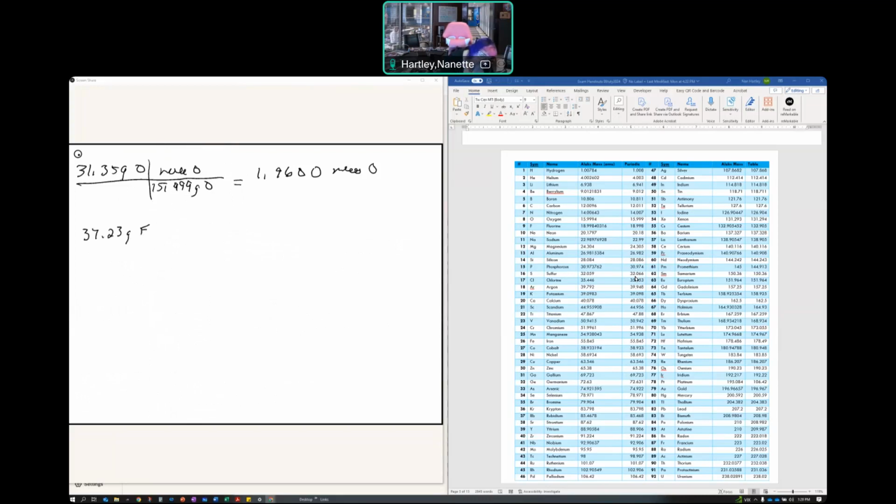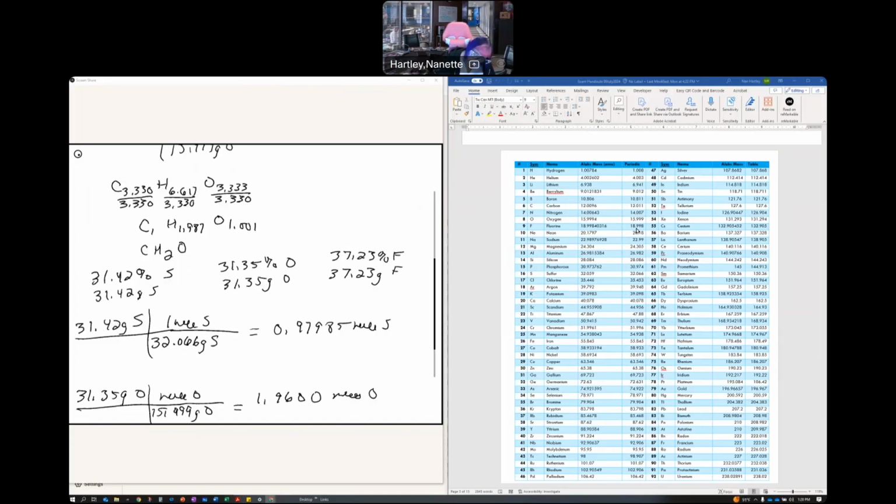And then we're assuming we have 37.23 grams of fluorine. Fluorine again is 18.998 grams per mole. 37.23 divided by 18.998 is 1.9597 moles of F. So I'm going to write that down just the way I've got it.